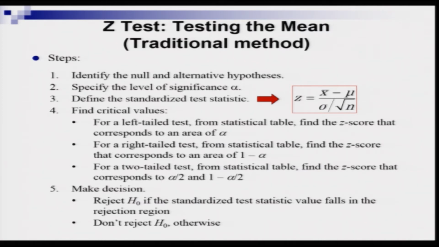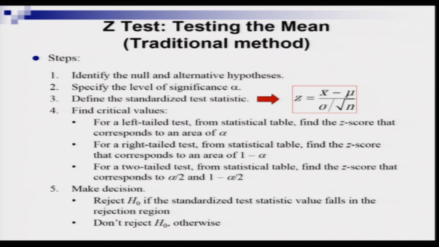So, for a left tail test, you have to find the z score from the statistical table or from software that corresponds to an area of alpha that you have chosen previously. Now, for a right tail test, you have to find the z score that corresponds to an area of 1 minus alpha, because this is a symmetric distribution. If it is a two tail test, then from the statistical table or software you find the z scores that correspond to the levels alpha divided by 2 and 1 minus alpha divided by 2.